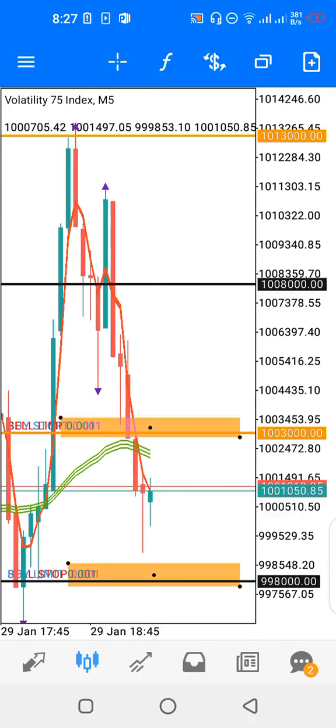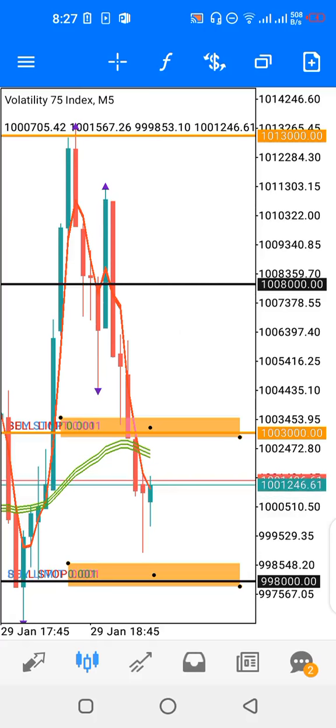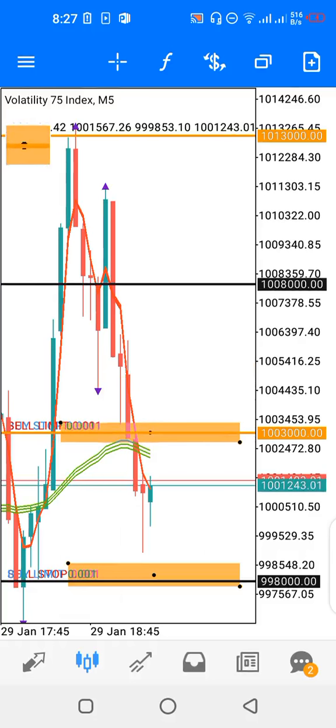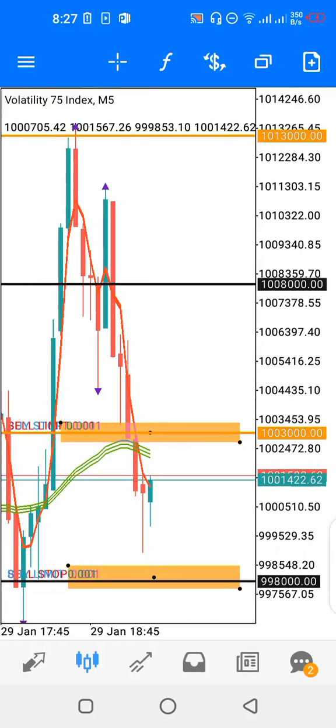But for now, price is ranging. And after the range, we expect price to break out into one direction. Price can break out to the upper direction or to the lower direction.